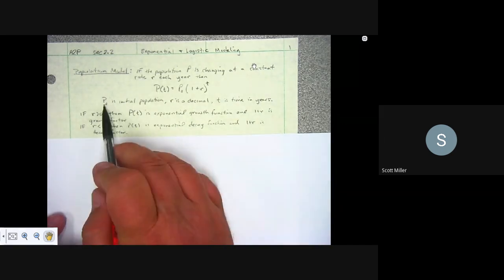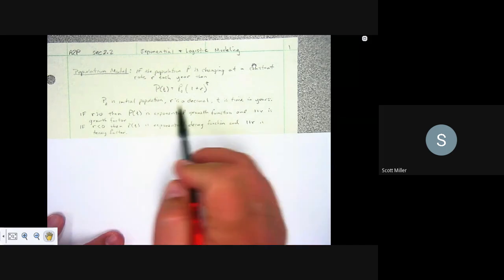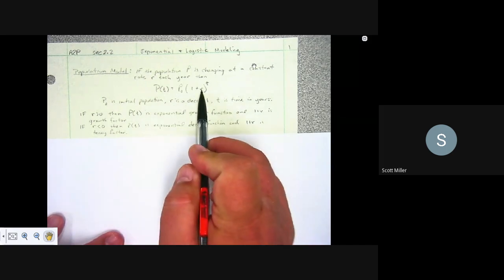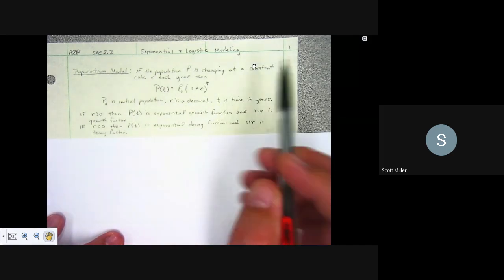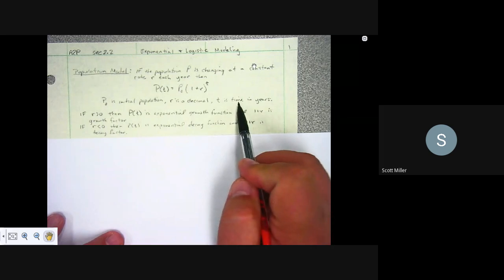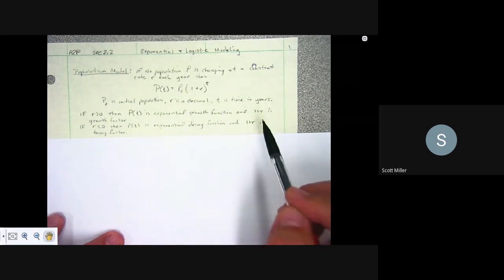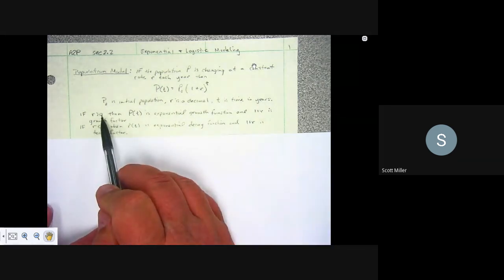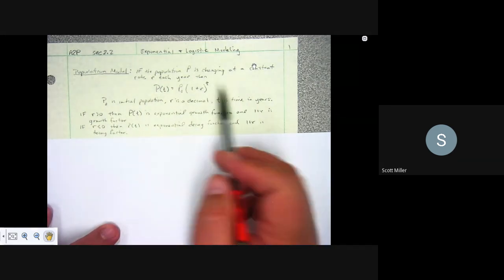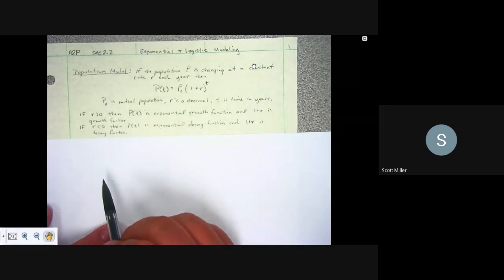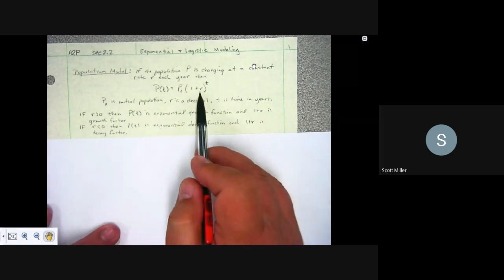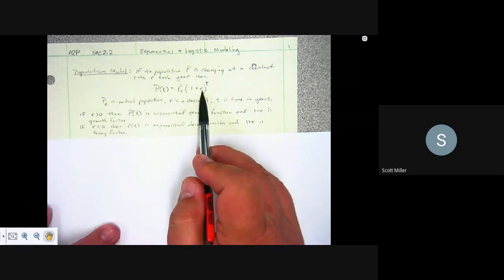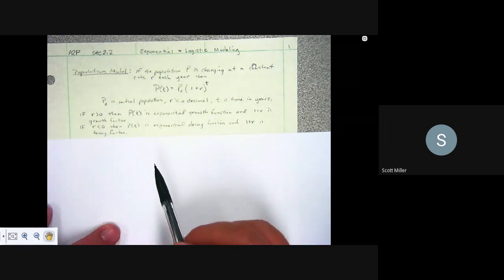So this is your initial population. R is a decimal. You want to use a decimal amount in there. T is time in years. And then the R. If that R value is greater than 0, then this represents an exponential growth function. And 1 plus R is called the growth factor. R is the growth rate, but 1 plus R is called the growth factor.